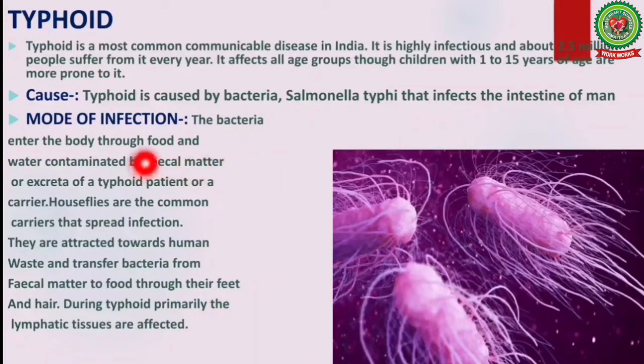The mode of infection. The bacteria enter the body through food and water contaminated by fecal matter or excreta of a typhoid patient or a carrier. Houseflies are the common carriers that spread infection. They are attracted towards human waste and transfer bacteria from fecal matter to food through their feet and hair. During typhoid, primarily the lymphatic tissue are affected.